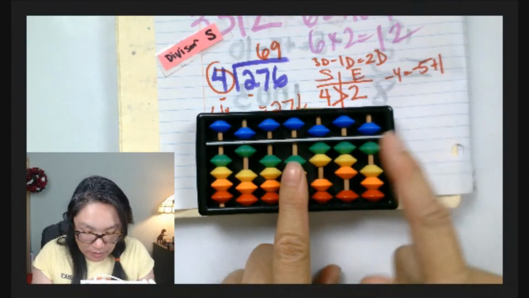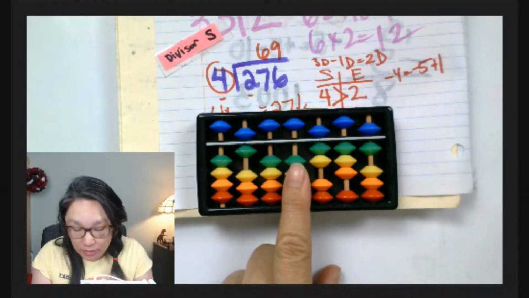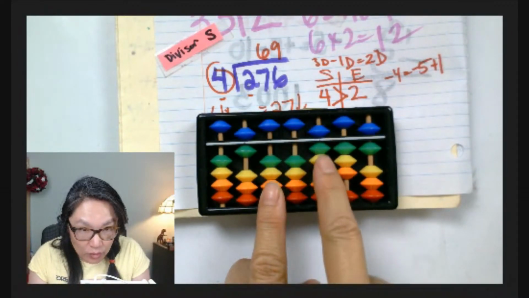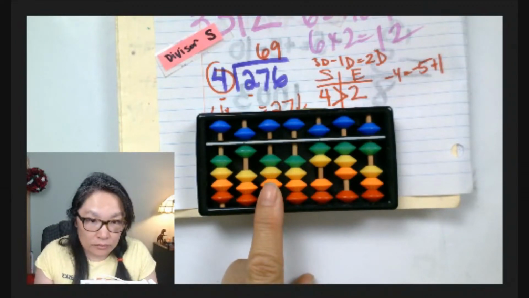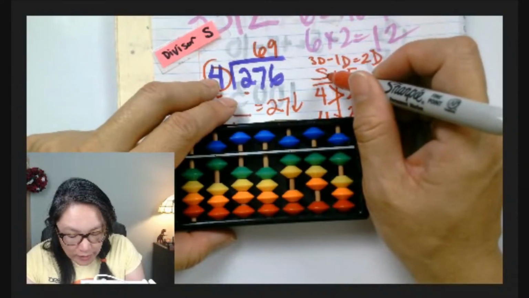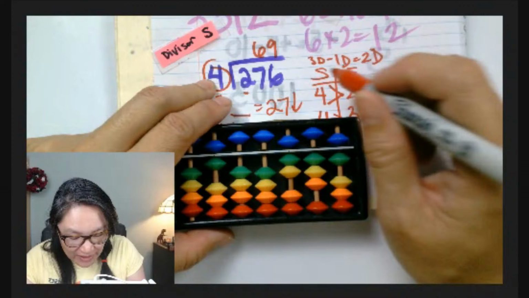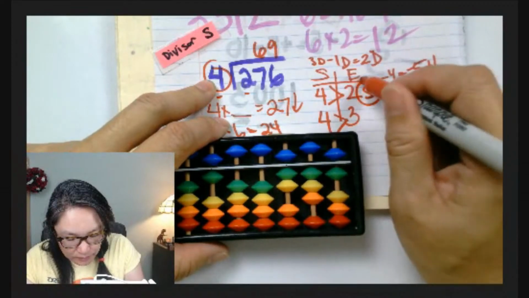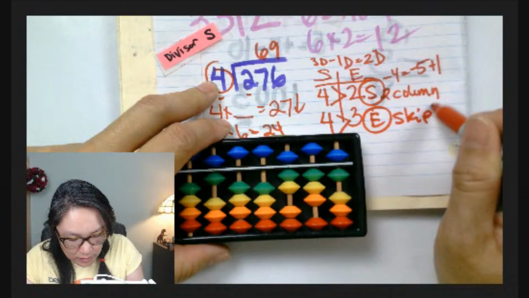If E is bigger, then you would skip one and subtract one. So we skip this one and we go here. We would only subtract from the one column. Those are the only two differences. If the divisor is bigger, if the S is bigger, then you use two columns. If the E is bigger, then you want to skip one and subtract one.